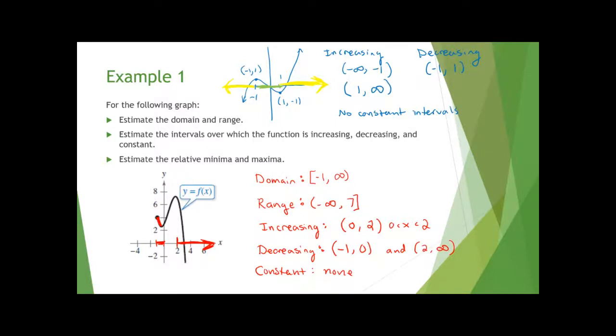So if it helps you to label the points where you're changing direction, you can do that, but you need to look at the x values when you're naming these, not the y value. It's the x value that you use to get your intervals. Does that help? Okay.